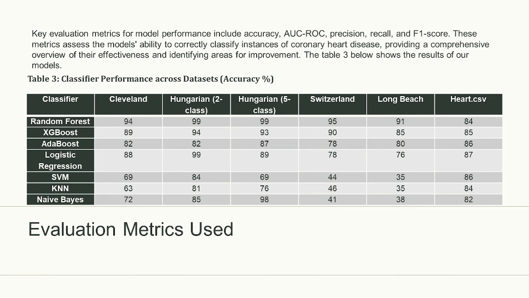Our model performance. The key evaluation metrics for model performance include accuracy. How can we test the performance of our models using some constraints, including accuracy, ROC curve, precision, recall, and F-score that we used here. These metrics show the model's ability to correctly classify instances of coronary heart disease, providing a comprehensive overview of their effectiveness and identifying areas for improvement.